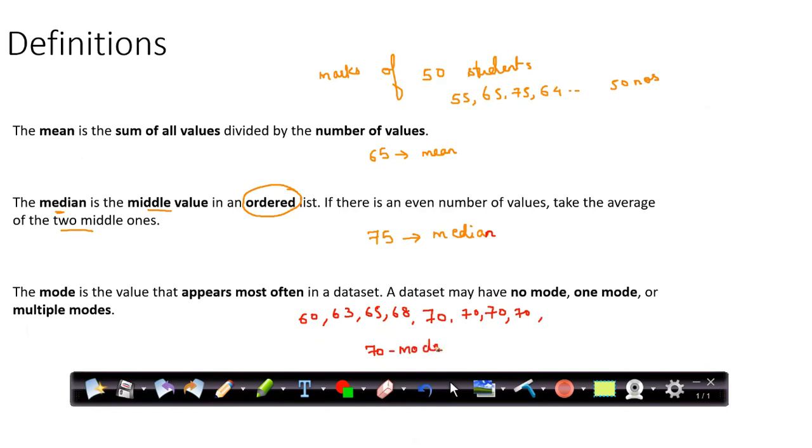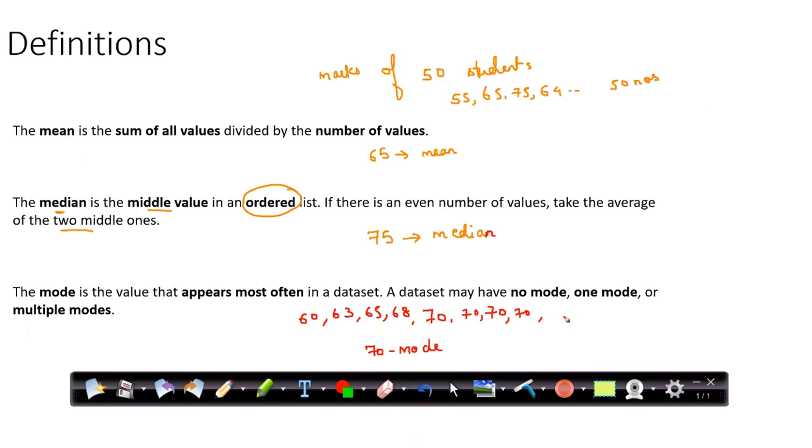In a data set, you might not have any mode because your data would not have any value that is occurring more number of times. You could have one mode, like in this case, 70 is occurring maybe 10 times, and none of the other numbers is occurring 10 times or more.